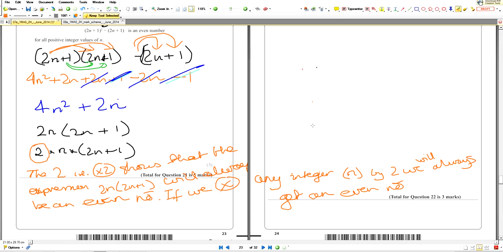Okay, we need to finish now, folks. If you multiply any integer n by 2, we will always get an even number. If you multiply any odd number, you can say as well. Any odd number times by 2 is always an even, and an even times by 2 is always even. So that factor times by 2 will generate even numbers.